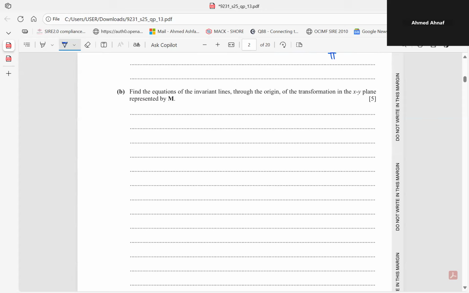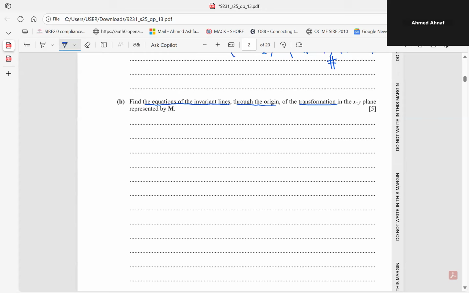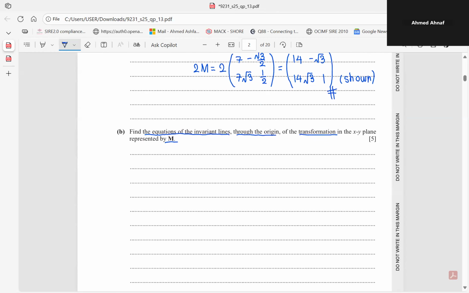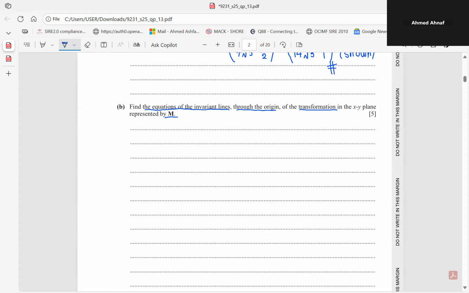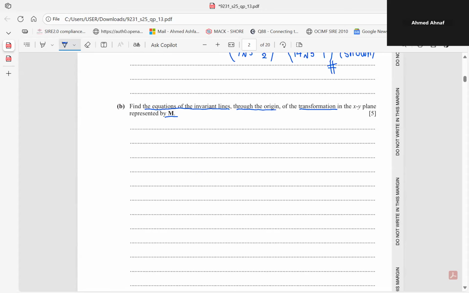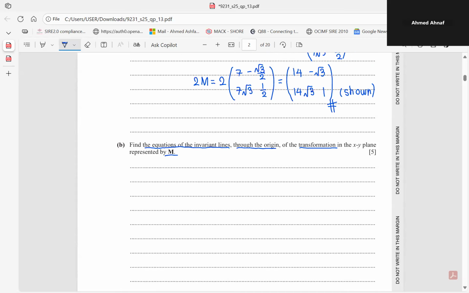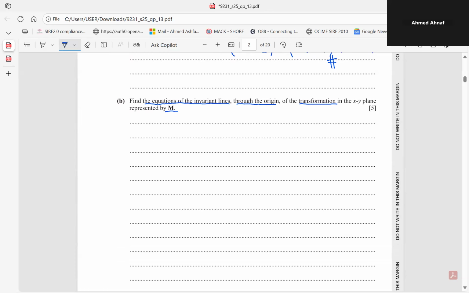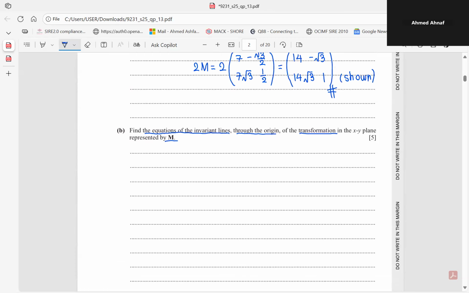Okay, so here we're going to have to find the equations of the invariant lines through the origin of the transformation in the xy plane represented by M. To do this question, we're going to have to know what an invariant line is. An invariant line is a line that doesn't change at all after a certain transformation has been applied. It's like an invariant point. It's a point that doesn't change when you apply a certain transformation.